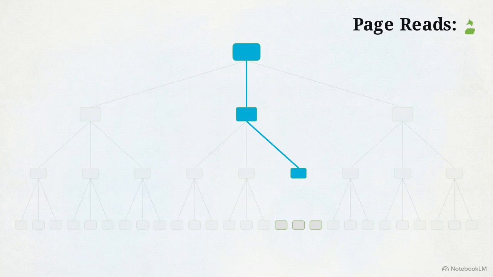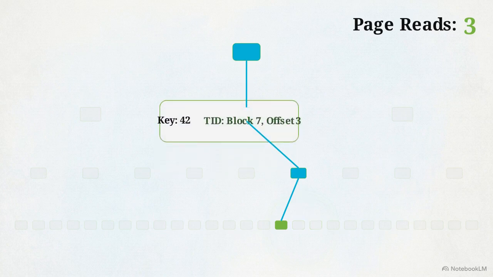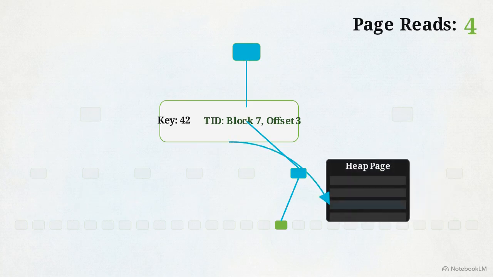At the third level down, the search space narrows to a handful of specific pages. One more quick comparison gives us read number 3. Finally, we land on a leaf node at the very bottom. This page holds the actual pointer, the exact coordinate on your hard drive where the full customer record lives. That is read number 4.